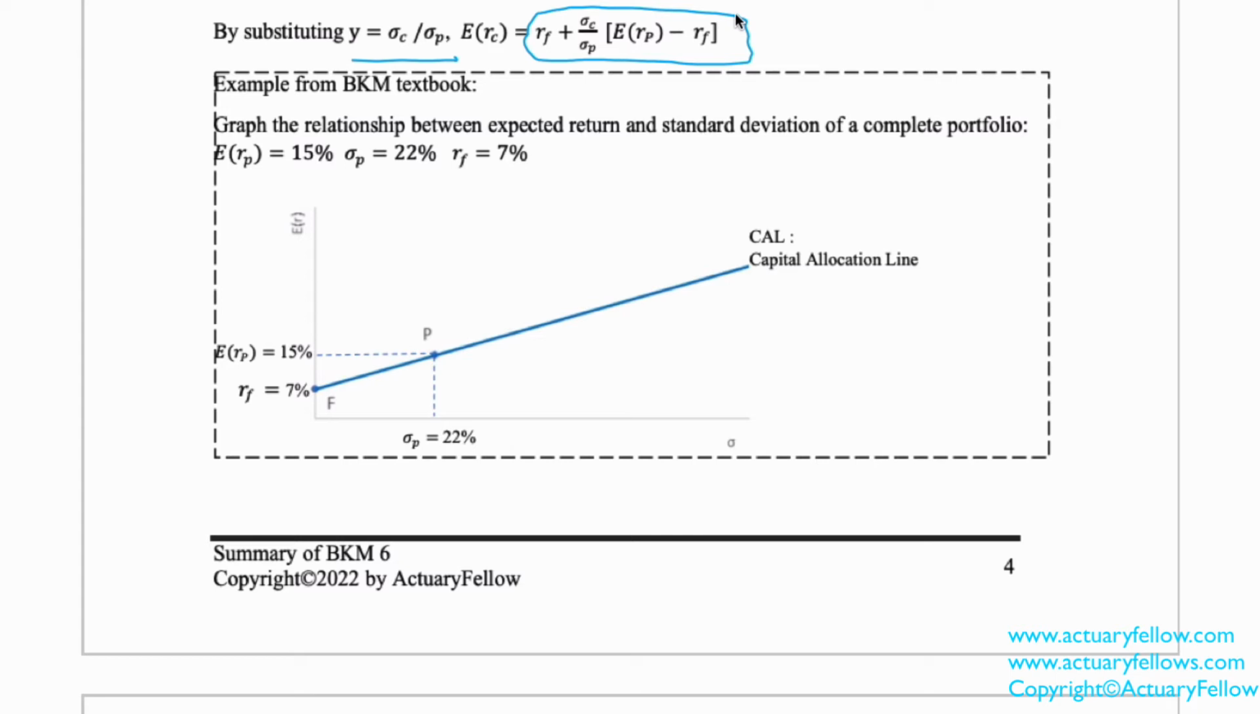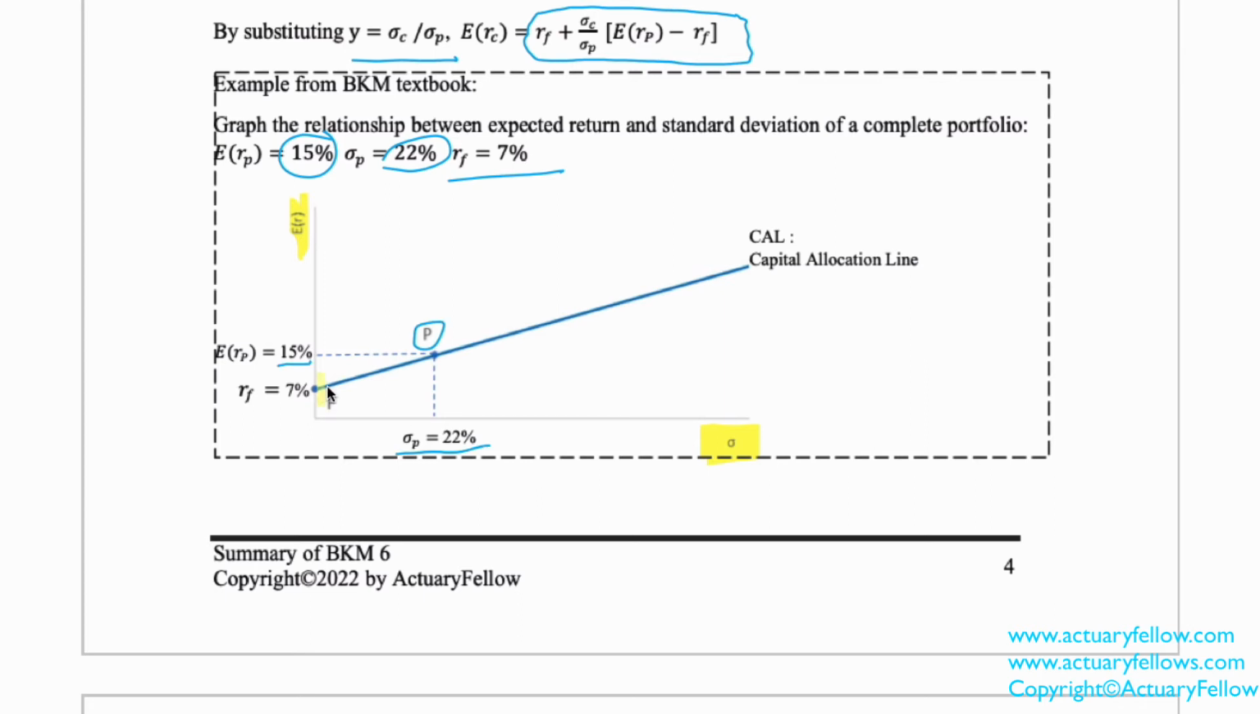The risky portfolio expected return is 15%. Standard deviation of the risky portfolio is 22%. Risk-free rate is 7%. We can graph the risk-return relationship for the complete portfolio. On the graph, the x-axis is the standard deviation, and the y-axis is the expected return. The y-intercept is the risk-free rate, 7%. If we invest entirely in the risky portfolio, the expected return would be 15%, and standard deviation would be 22%.